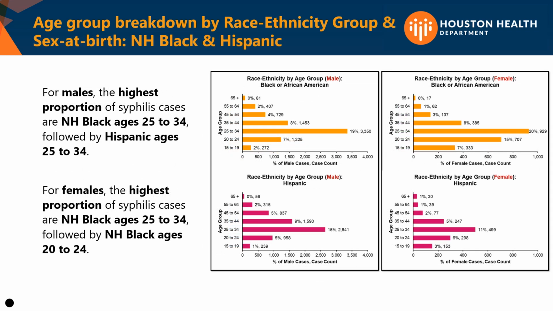Here's age group breakdown by race, ethnicity group, and sex at birth for non-Hispanic Black and Hispanics. The African Americans are represented by the yellow bar, and the Hispanic group is represented by the pink red bar. For males, the highest proportion of syphilis cases are non-Hispanic Black males from 25 to 34, followed by Hispanic 25 to 34. And for females, the highest proportion is 25 to 34, and for non-Hispanic Black is 20 to 24, which reinforces, as I mentioned earlier, that younger females are more affected when compared to males.